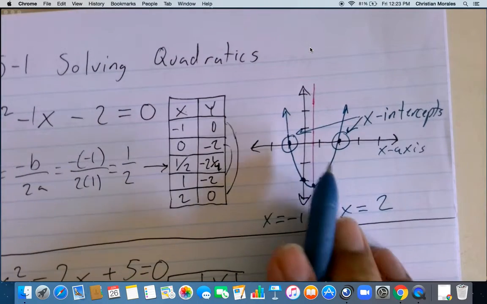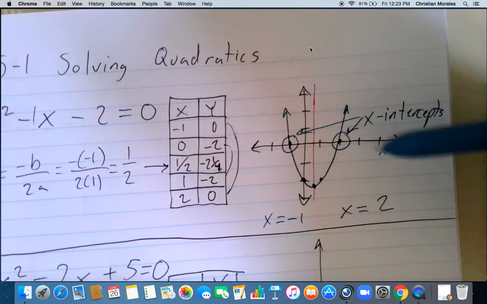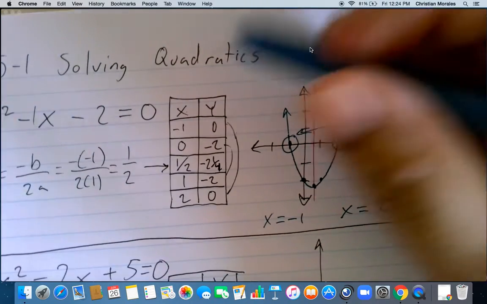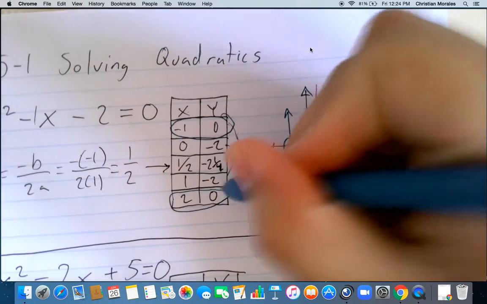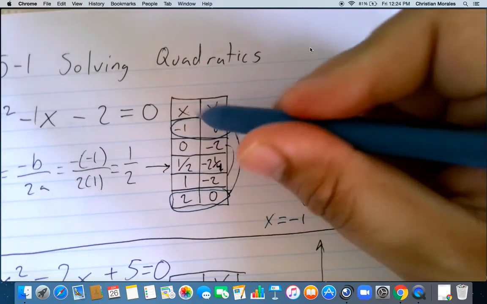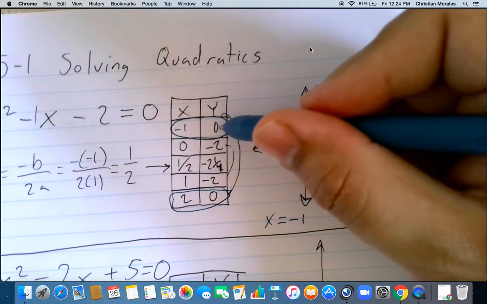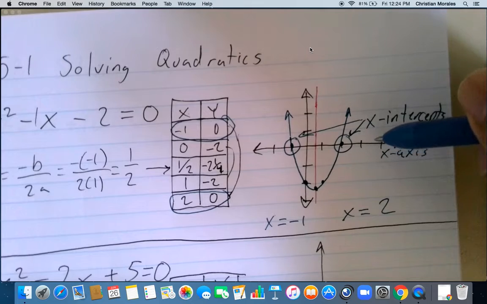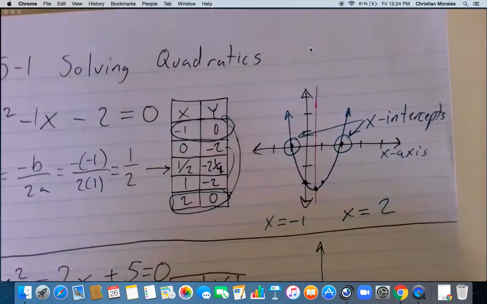And that's how you find the answers on a graph, guys. You're looking for where the parabola is going to cross the x-axis. If you're looking at a table, you're looking for the number 0. You're looking for the number 0 on the y-axis, and these numbers are at 0. That's where it's crossing the axis, okay? And that's how you do it. That's how you solve it by graphing, right? Let's do a couple more.